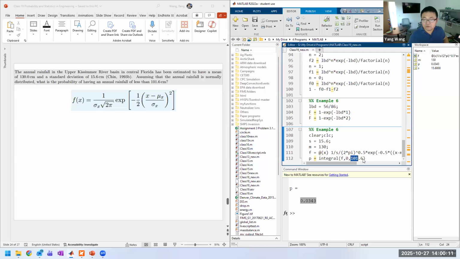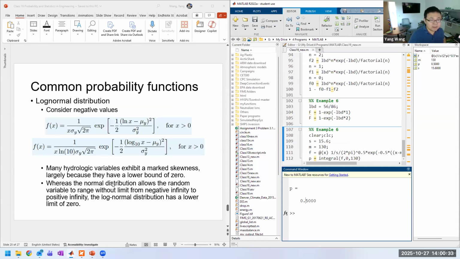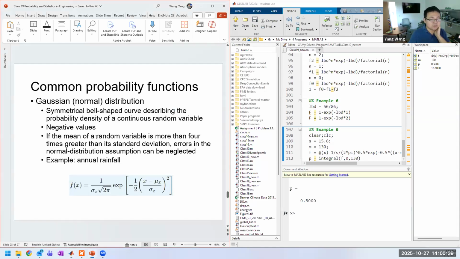We could also try, let's say, what's the probability of rainfall smaller than 130? It's 50% because the bell-shaped normal distribution has a symmetric shape, so you can directly get the probability being 50%. As we mentioned, there could be scenarios where there are negative values for the Gaussian distribution, negative values for the rainfall.